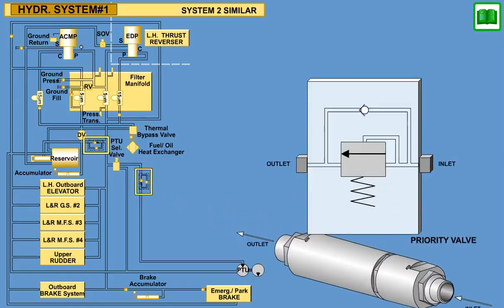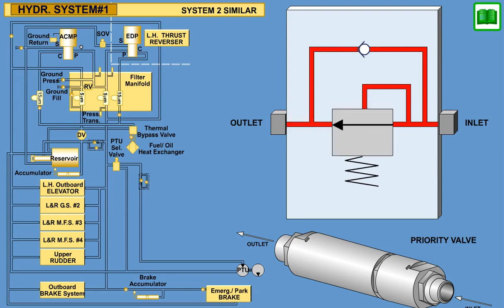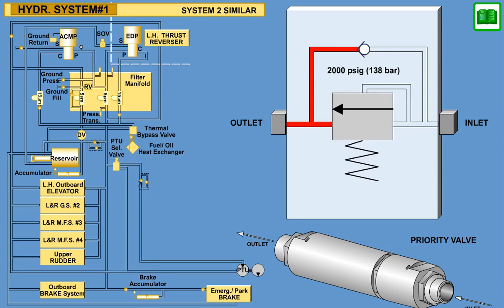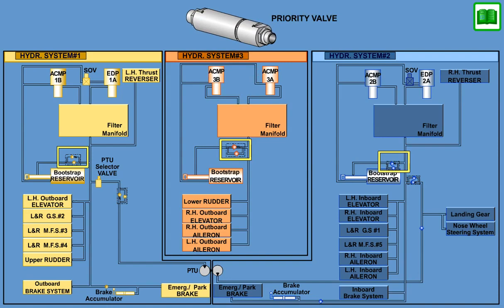The priority valve is a simple inline device containing a pressure relief valve and a check valve. The valve controls the flow of fluid as a function of inlet pressure and closes off flow when the downstream pressure falls to 2000 psig, 138 bar. Each hydraulic system includes a priority valve installed in the system bootstrap circuit to maintain positive bootstrap pressure to the system reservoir for around 10 hours after system shutdown. This provides a positive pressure on the ACMP inlet to facilitate startup of the pump.